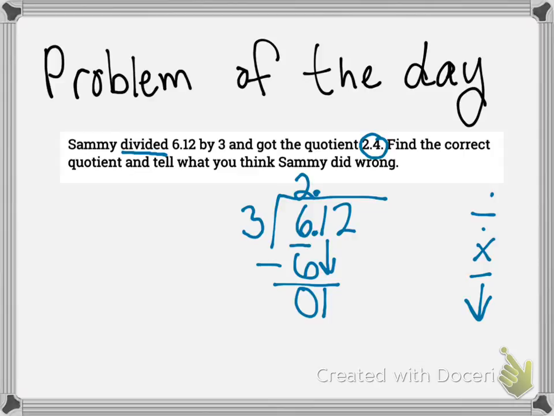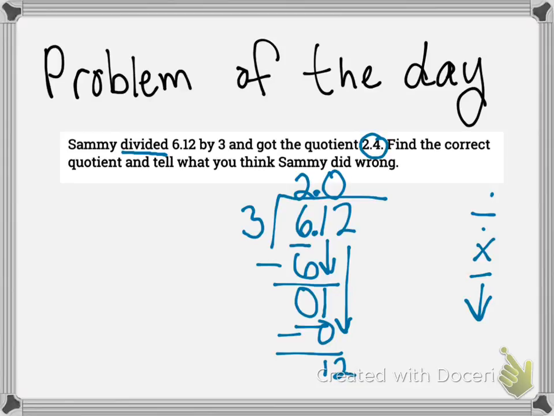Now, I just brought down the 1, so I'm back on division. 1 divided by 3. Well, 3 can't go into 1, but I still have to write a number on top. So 3 goes into 1 0 times. That's what she did wrong. And so now I multiply. 0 times 3 is 0. I subtract, and I bring down. I'm not done until there's nothing left to bring down.